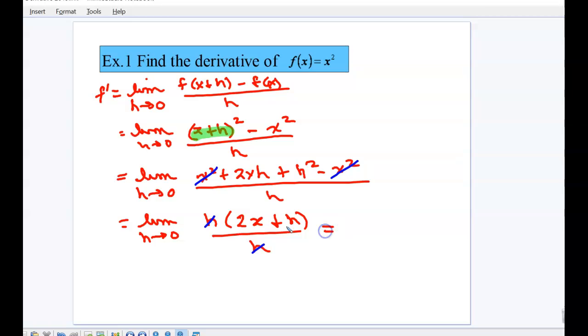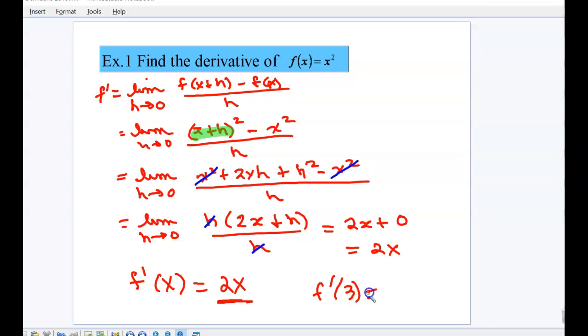And now I can substitute in 0 for h, and I'm left with 2x plus 0, which is equal to 2x. So therefore, my derivative, f prime of x, is equal to 2x. Basically, this equation represents the slope of any tangent line on the curve x squared. So if I wanted to find the slope of the tangent line when x is 3 on the curve x squared, I would just type in 3 for x here, and 2 times 3 would be 6. So this notation, f prime of 3 equals 2 times 3 equals 6, means that on the function x squared, the slope of the tangent line when x is 3 is equal to 6.